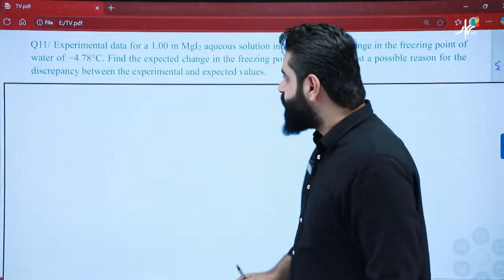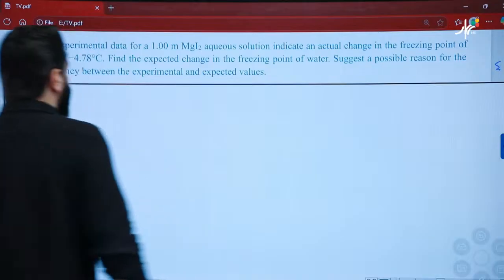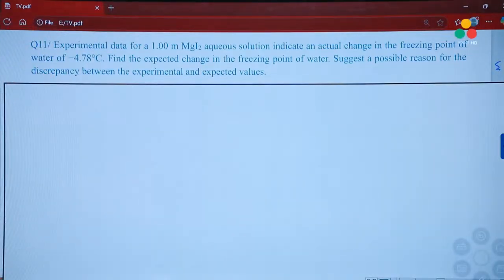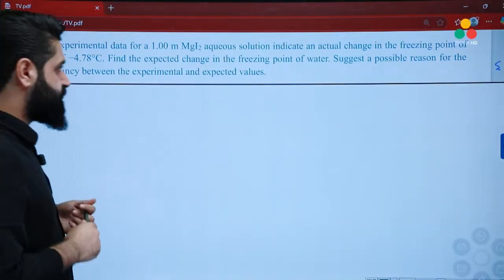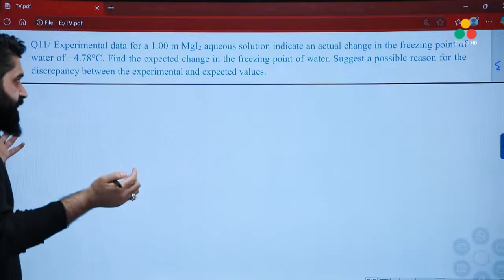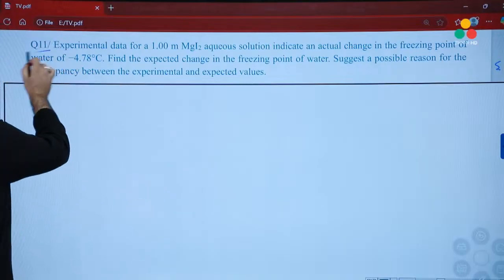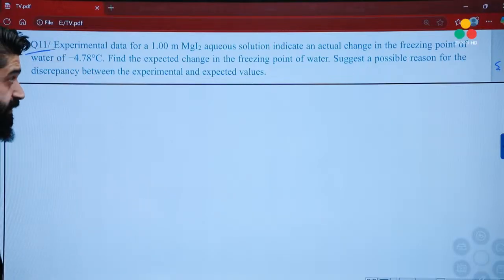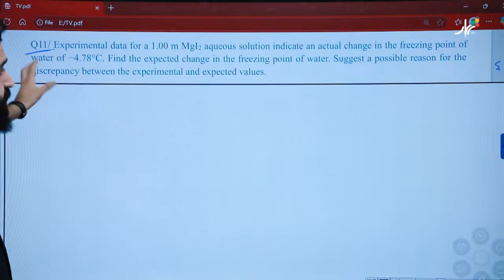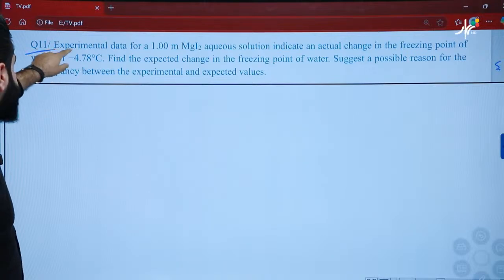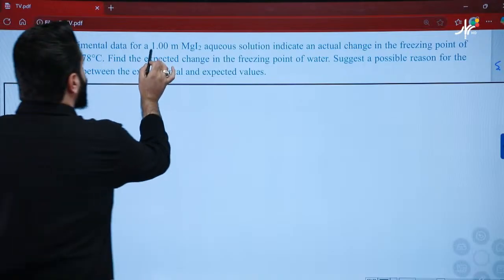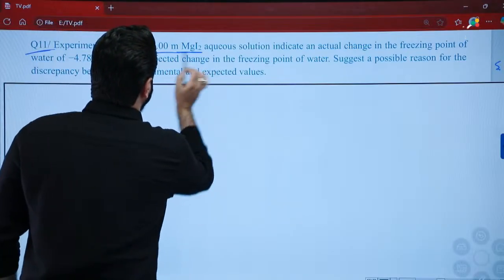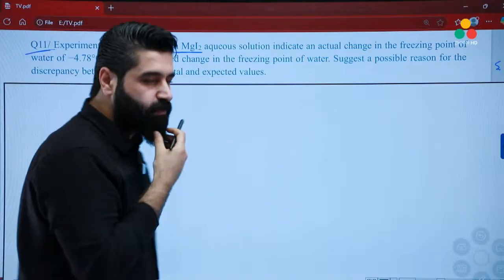Okay. So first, as I said, let's solve this question related to the practical and theoretical results, their effect, I mean. We have question 11 in my booklet, in the chapter review also. The question is very good, really. Experimental data for 1 molar MgI2. So we have a solution of 1 molar MgI2.